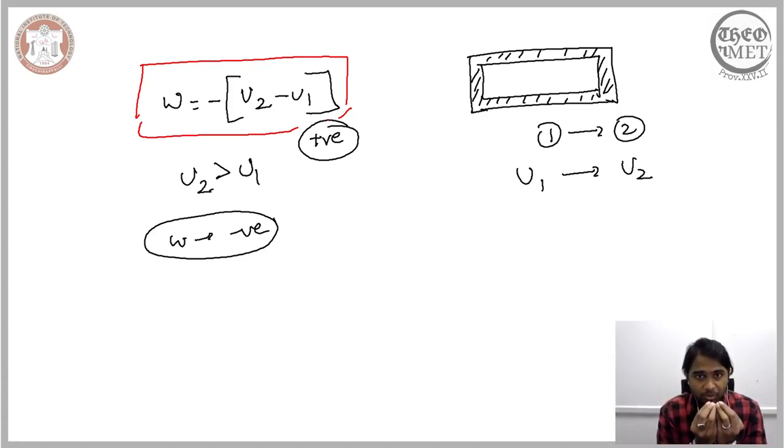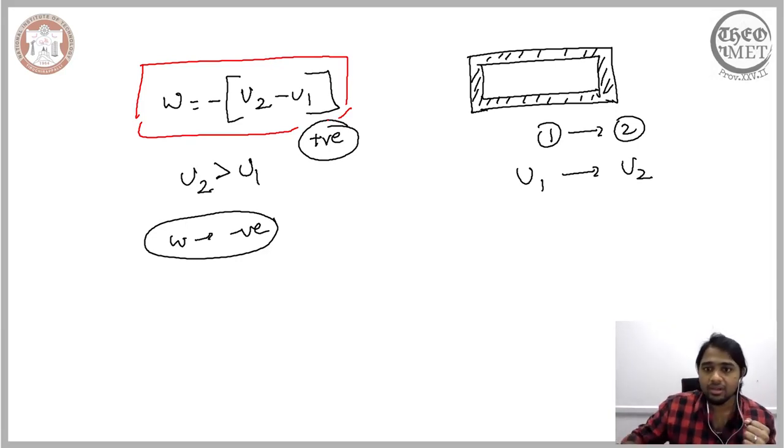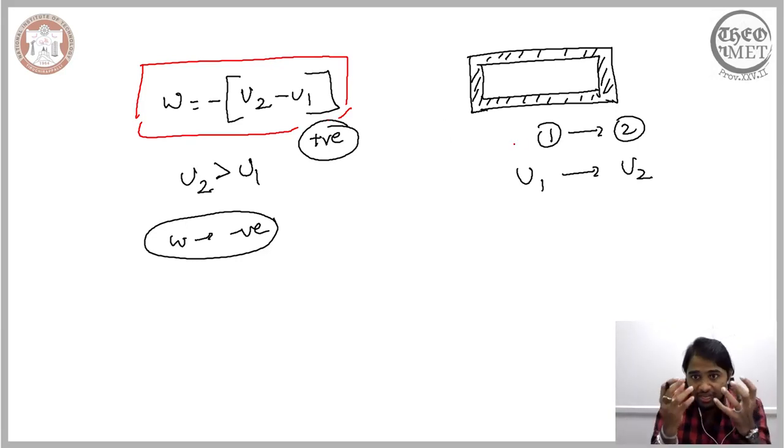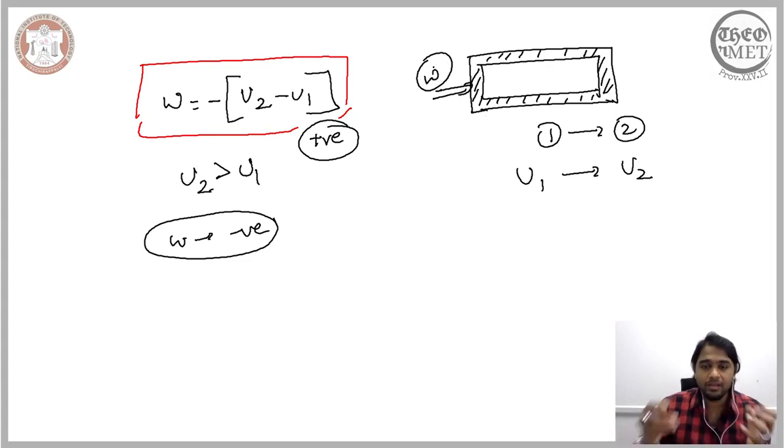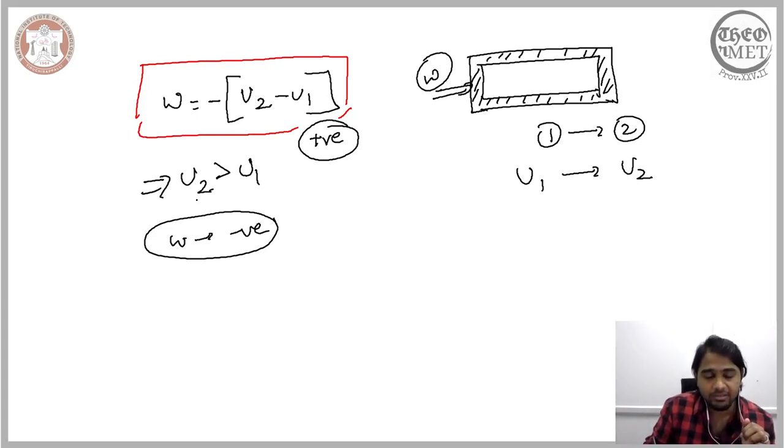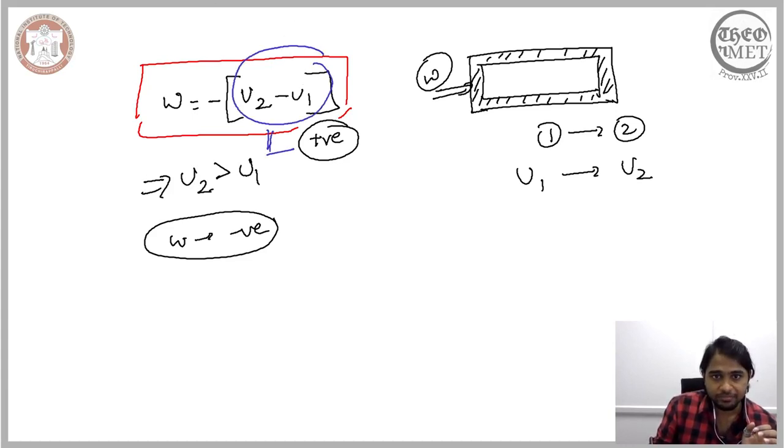This negative sign is important to introduce the convention that is associated with work. Now you have a change in the internal energy of the system because of the work that is done on the system. So because of this work, there is an increase in internal energy. This increase in internal energy means U2 is greater than U1, and the difference between U2 and U1 is positive.